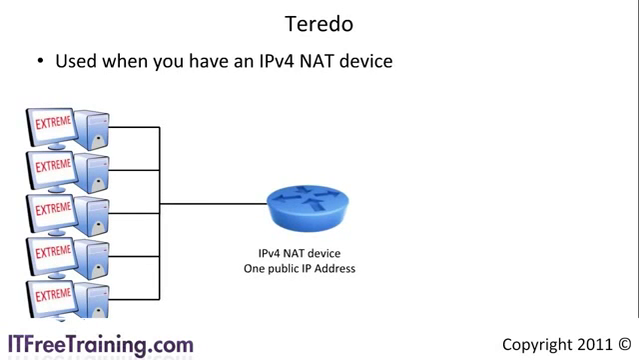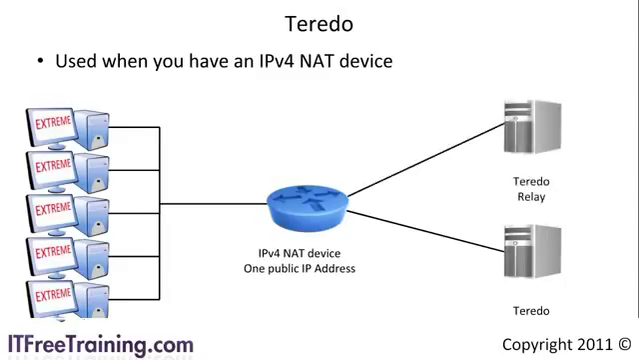Consider this network. The clients on the network connect to the IP version 4 device to access the Internet. The NAT device has one public IP version 4 address. In order to connect to an IP version 6 host, the clients contact a Teredo server. The Teredo server gives the client an IP address to the Teredo relay. The client creates a tunnel to the Teredo relay. All the communication between the client and the Teredo relay is in IP version 4, which makes the communication compatible with the NAT device. The client can then use the tunnel to send its IP version 6 traffic to its destination.